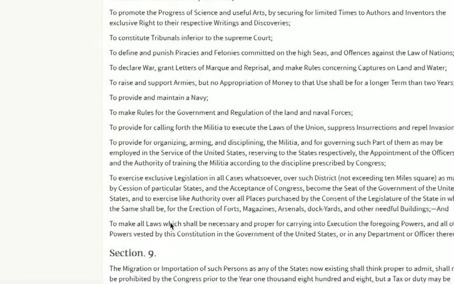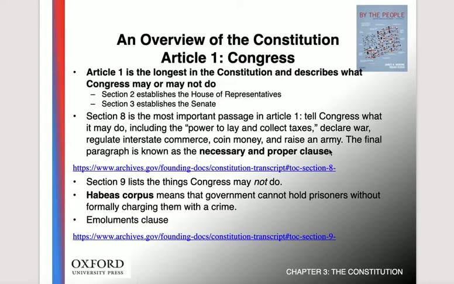However, at the bottom, they had a lot of inherent powers. This clause here: to make all laws that shall be necessary and proper to carry into execution the foregoing powers, and all other powers vested by the Constitution of the United States. This is called the Necessary and Proper Clause, and you'll need to know that on your exam. A nickname for it is the Elastic Clause, and this basically says that Congress can do whatever is necessary and proper. And we'll learn more about that when we talk about some of the court cases.